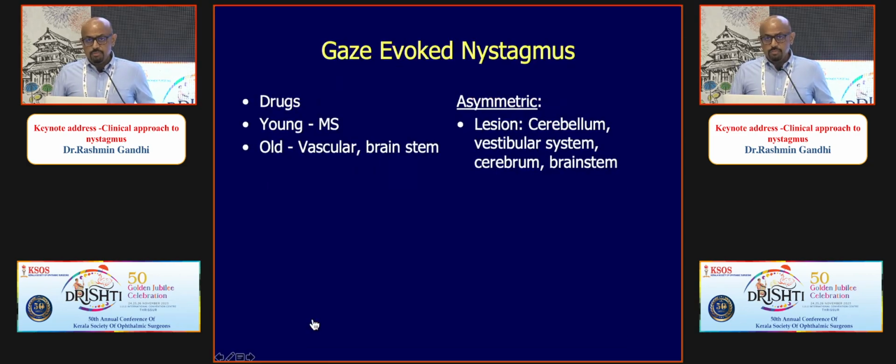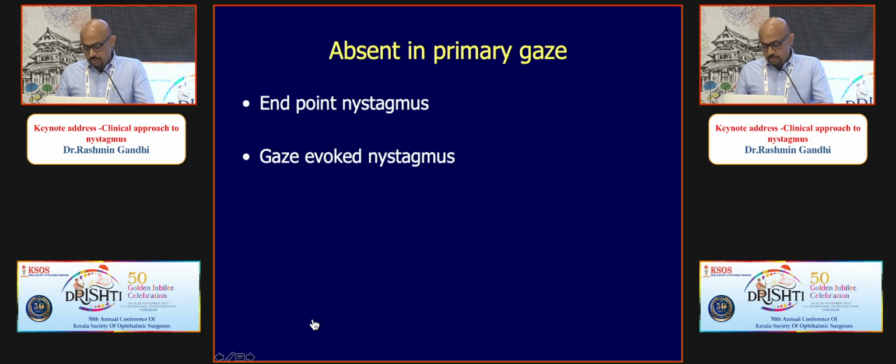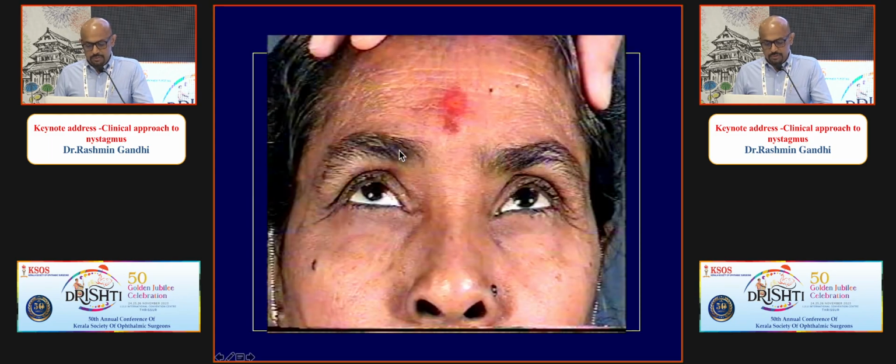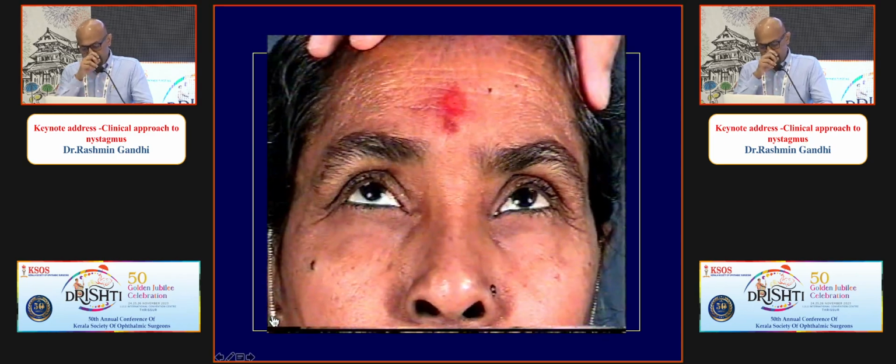Gaze-evoked nystagmus can be because of drugs. In a young patient, it can be a sign of demyelination, and in an older patient, it can be because of a stroke. So these are two examples. The first thing we ask ourselves, if the nystagmus is absent in primary gaze, two possibilities: endpoint nystagmus, physiological, or gaze-evoked nystagmus. Now let's see if we are able to dissect what you're seeing here.